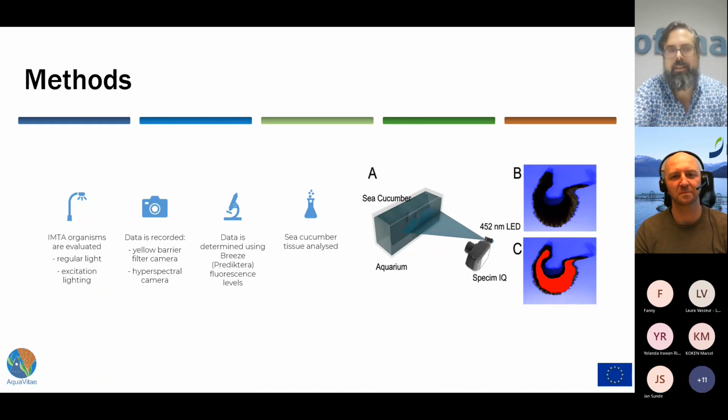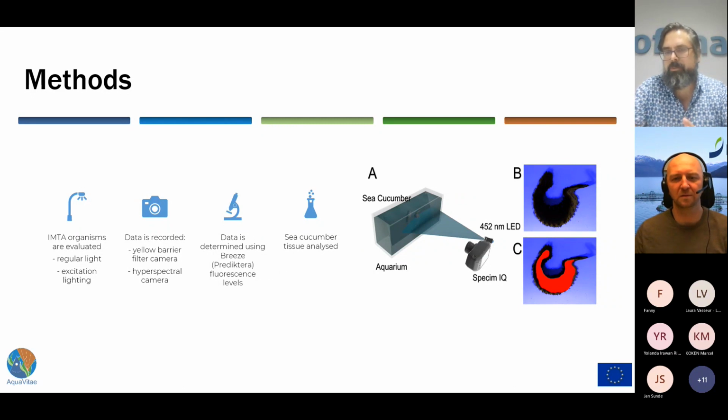Once it is under excitation lighting, the data is recorded with a DSLR RGB camera fitted with a yellow barrier filter to take out any of the excitation lighting and to see secondary fluorescence, as well as a hyperspectral camera, which here at NOFEMA has been a VNIR ladder scanner, which has been very effective. The data is then subsequently analyzed using Breeze by Predictora for fluorescence levels and changes in those fluorescence levels. And on the right here, you can see a diagram of the photography of the sea cucumbers in Ireland with a snapshot hyperspectral camera.